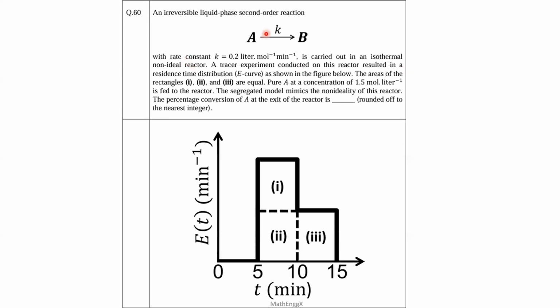An irreversible liquid phase second order reaction A giving B, with rate constant K equal to 0.2 liters per mole minute, is carried out in an isothermal non-ideal reactor. The tracer experiments conducted resulted in the following residence time distribution. The areas of rectangles in the figure are equal. Pure A is fed to the reactor at concentration 1.5 moles per liter. The segregated model mimics the non-ideal nature of the reactor. Find the percentage conversion of A at the exit of the reactor.